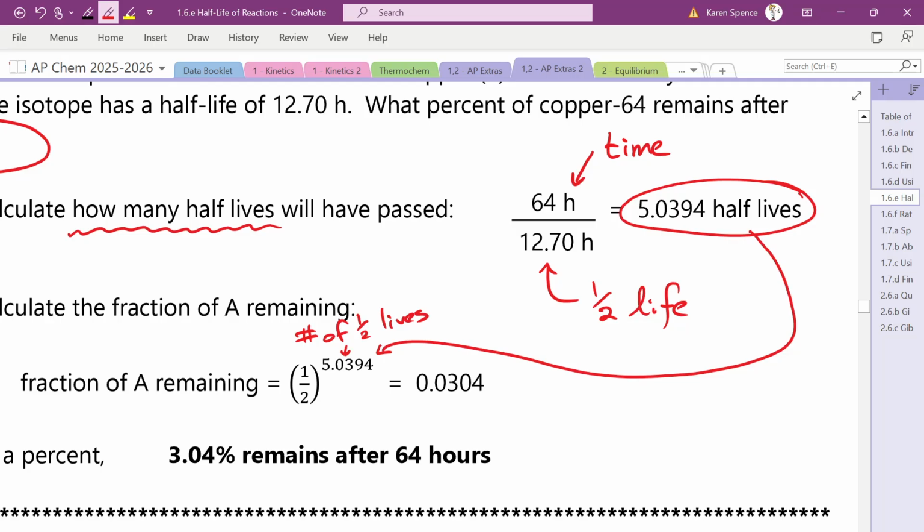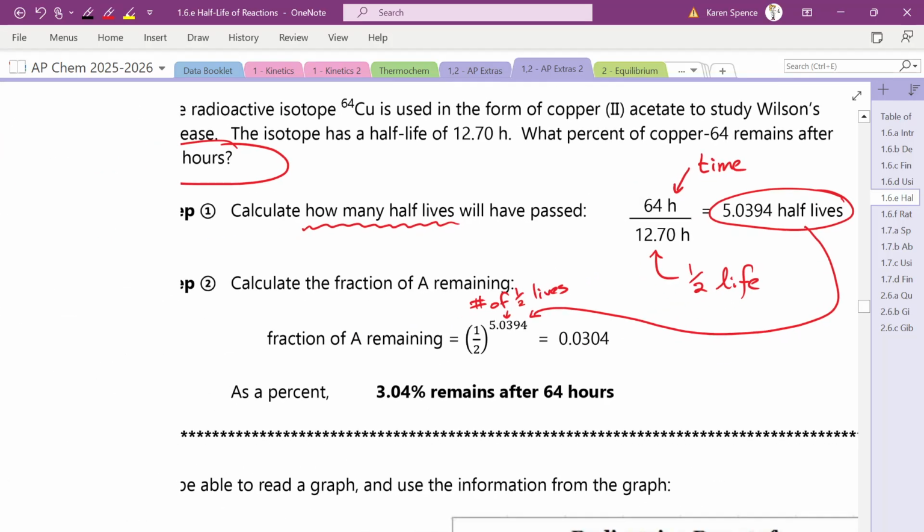Which is 0.034, which is what we got before. So 3.04% remains after 64 hours. It's a fairly straightforward formula, but like I said, I always forget it from year to year because it's usually 2 years in between me teaching it. I'm like, oh, I forgot about that. That's kind of cool.